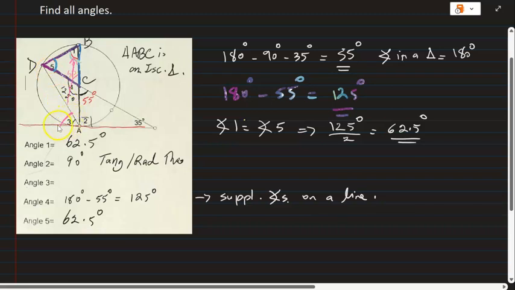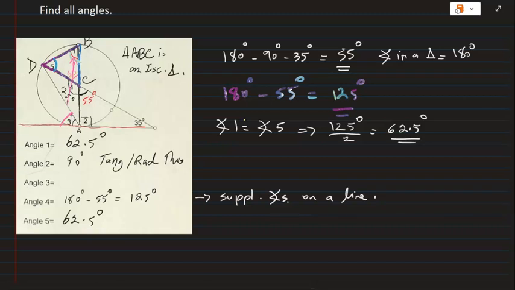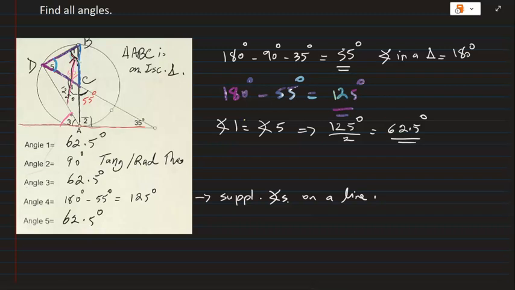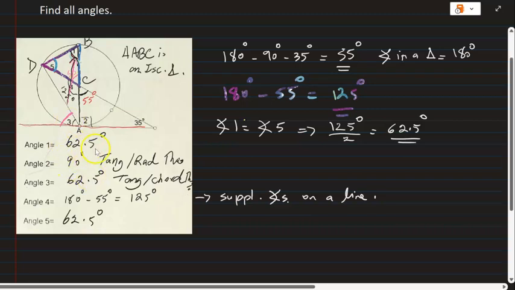Angle 3 is the angle between the tangent line and that chord, and it is equal to the opposite inscribed angle to that chord. The opposite inscribed angle to that chord is angle 1. So therefore, angle 3 is also 62.5 degrees. And the reason for that is the Tangent-Chord Theorem. So we got all the angles and more for this question.